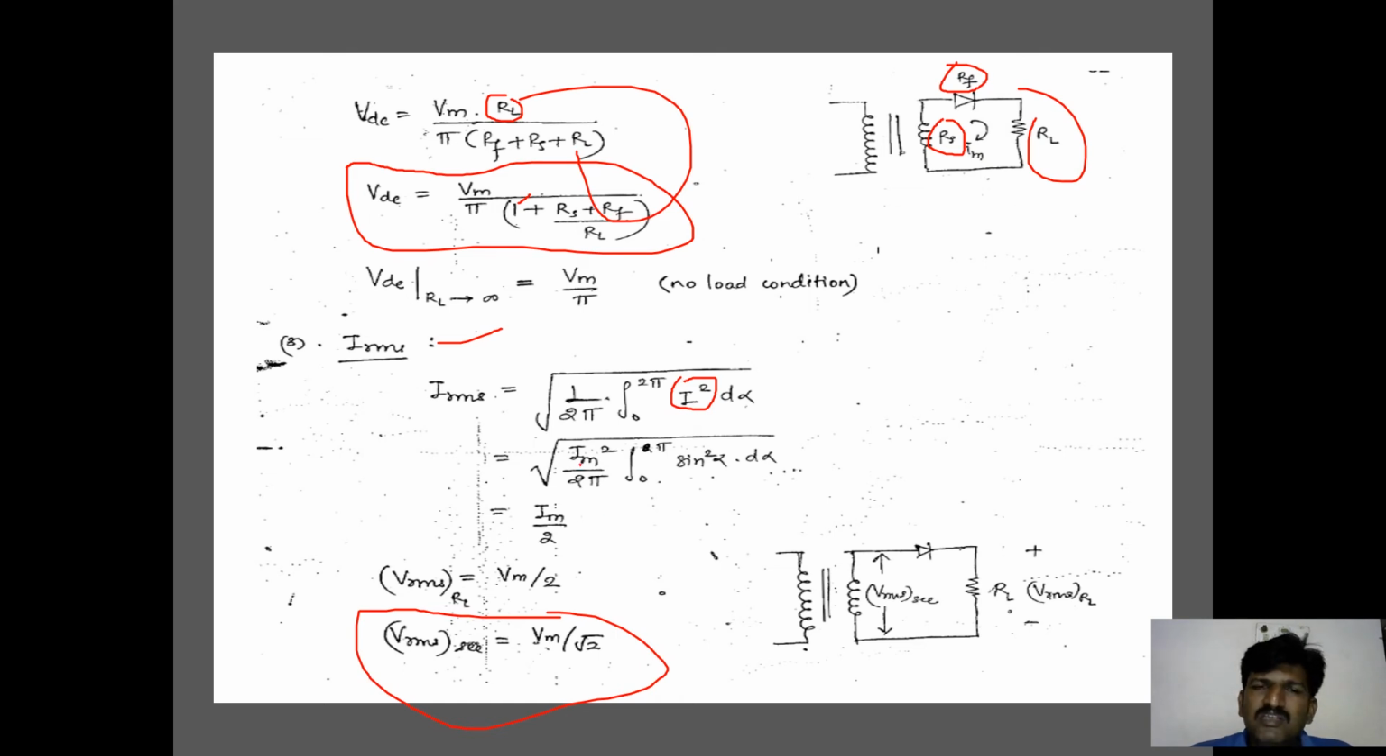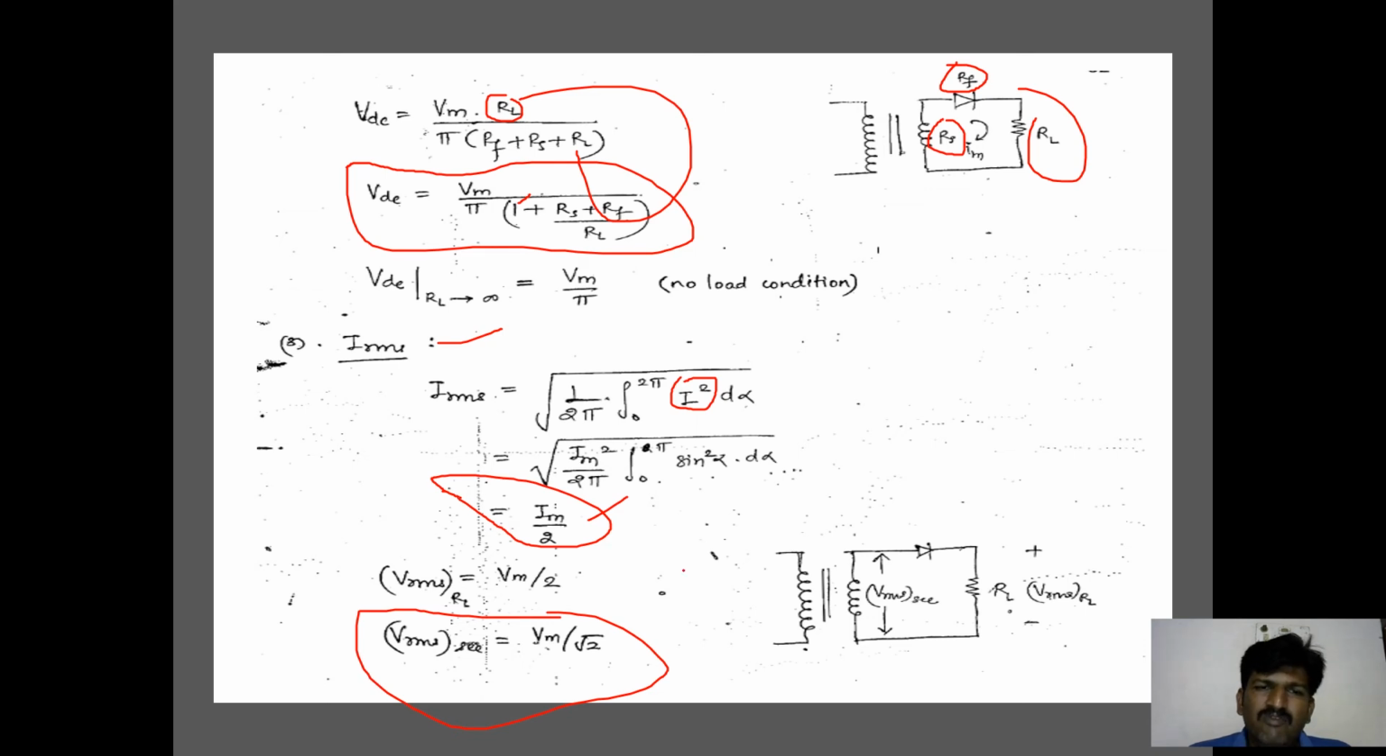Then Im is independent of alpha, so you take it out of the integration: Im square by 2 pi, integral 0 to 2 pi sine square alpha d alpha. The resultant value after integration and square root is Im by 2. This is the IRMS for the half-wave rectifier, the IRMS of the load circuit, you can understand.